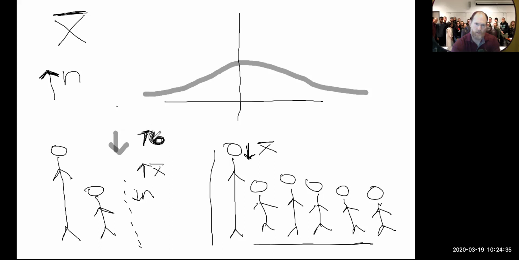And I want to say the probability is 76 or greater of that sample average. Well, I'm going to be probably out here somewhere, and I'm going to be looking at this area.